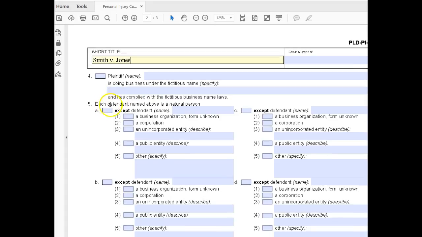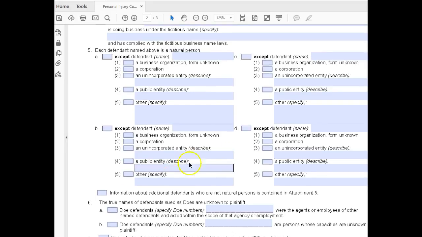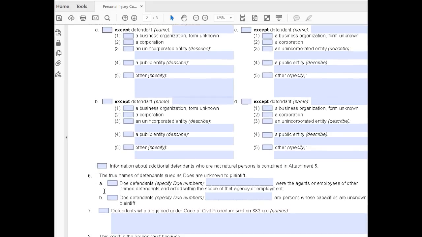The next is each defendant named above is a natural person. All of the people that we involved in this case are natural persons. In fact, so far as we know, there's only one, and that person is a natural person. So you don't have to fill in any of these exceptions because there aren't any exceptions. Again, if you had more than the 4 that are listed there, you could click on this and add some additional ones if you wanted to.